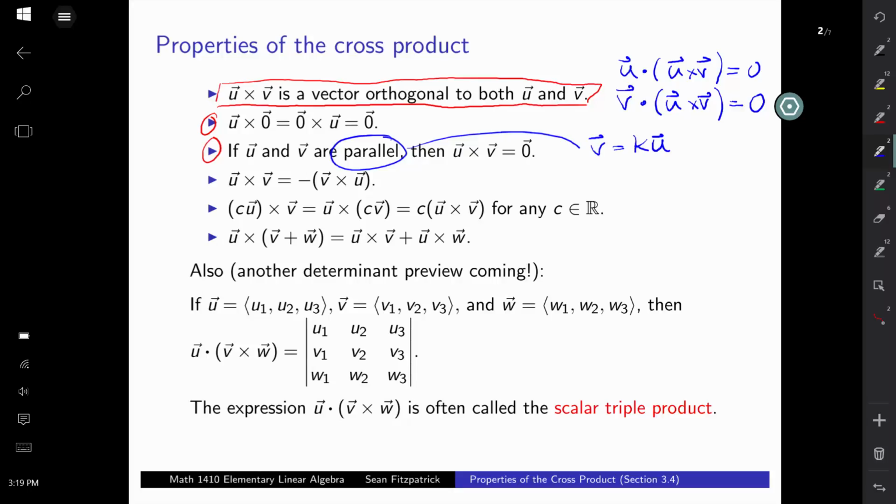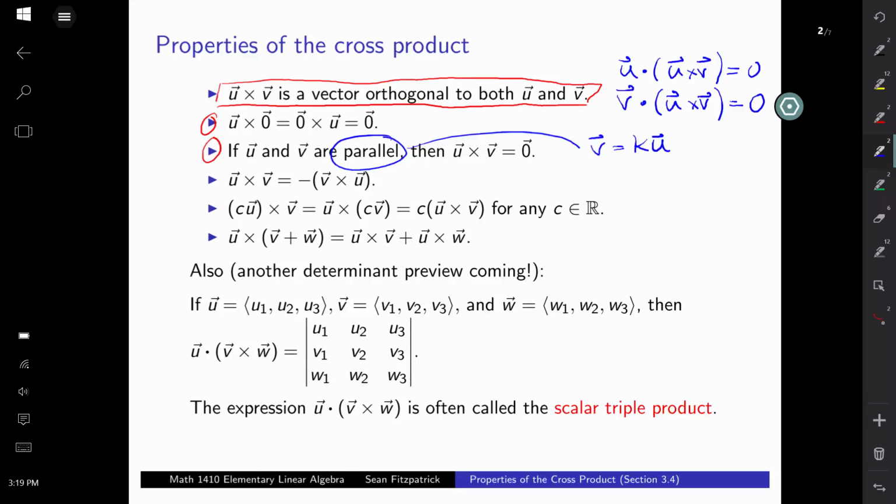Another of the properties you see here is that placement of scalars is sort of irrelevant. You can either multiply u by a scalar, you can multiply v by a scalar, or you could multiply the whole cross product by a scalar. These all come out to be the same thing. And finally, the cross product is distributive, which is useful.